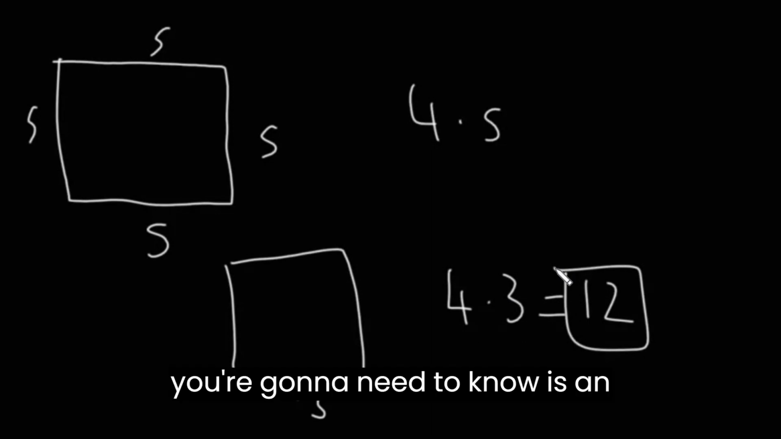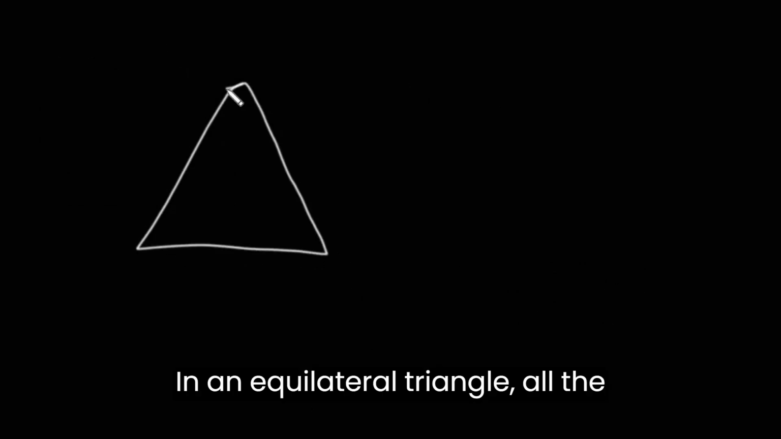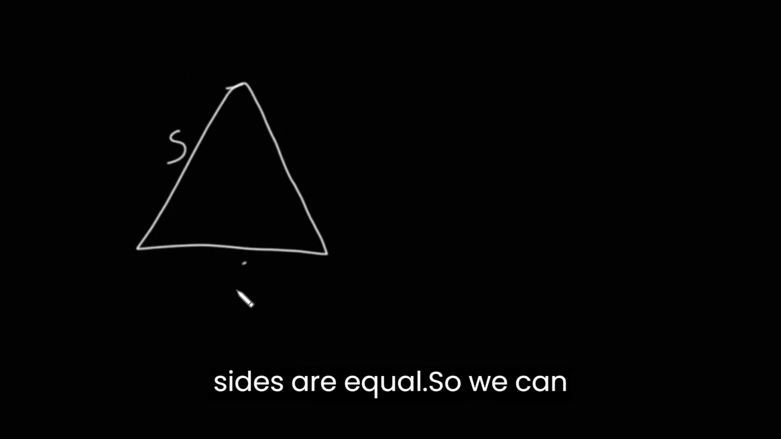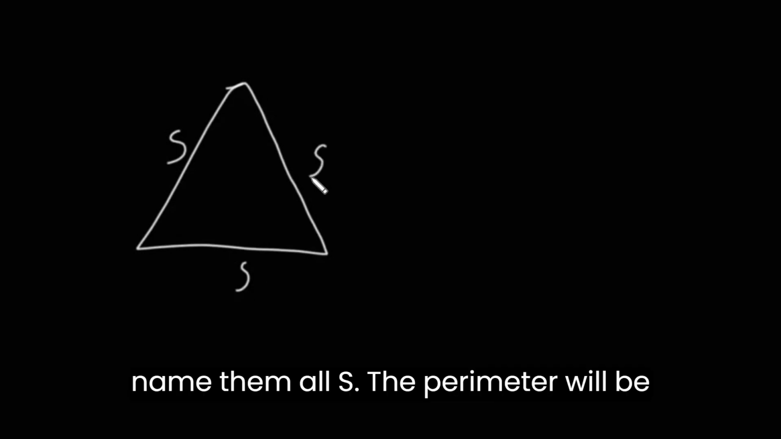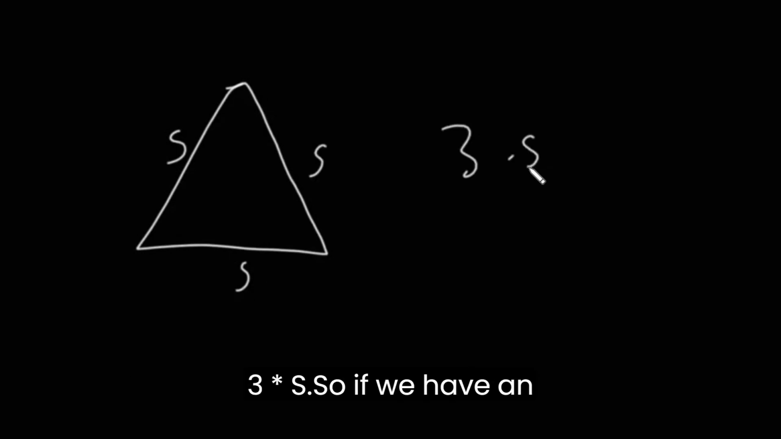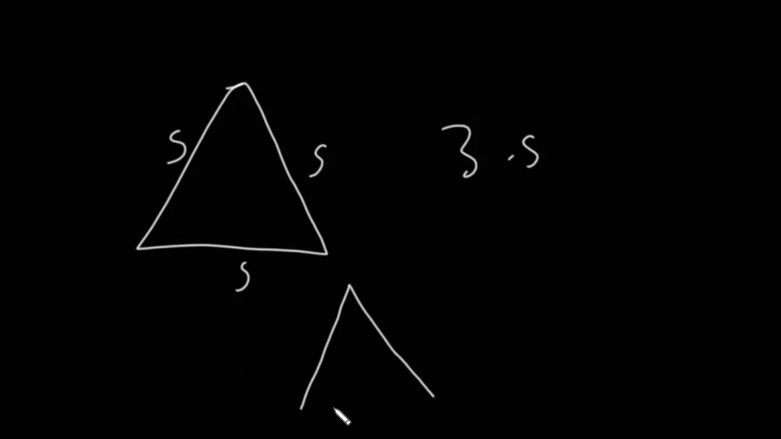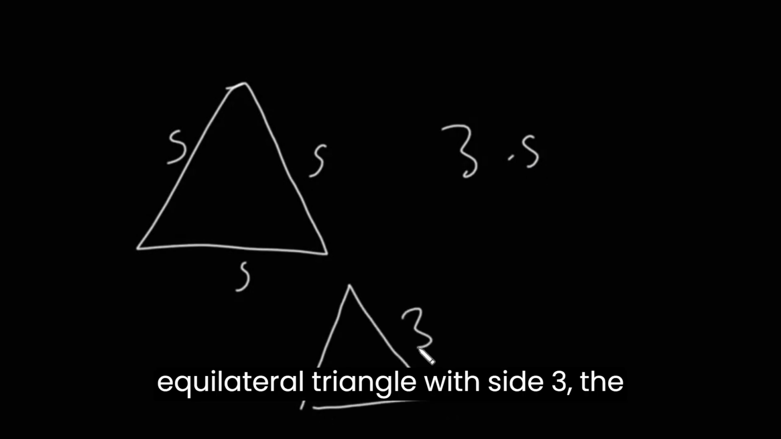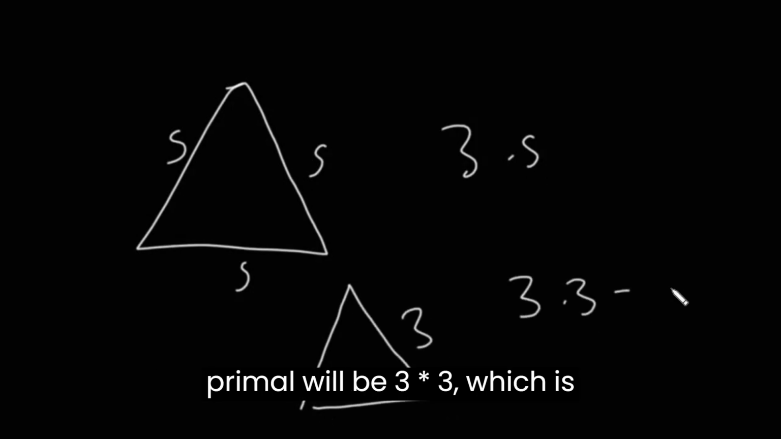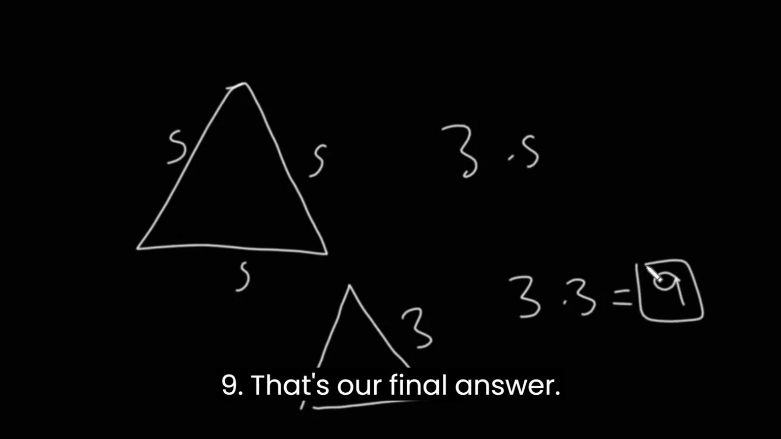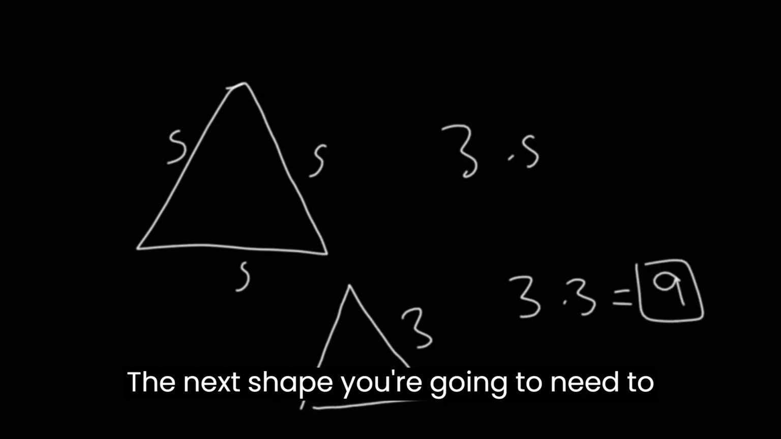The next shape that you're going to need to know is an equilateral triangle. In an equilateral triangle, all the sides are equal. So we can name them all S. The perimeter will be 3 times S. So if we have an equilateral triangle with side 3, the perimeter will be 3 times 3, which is 9. That's our final answer.